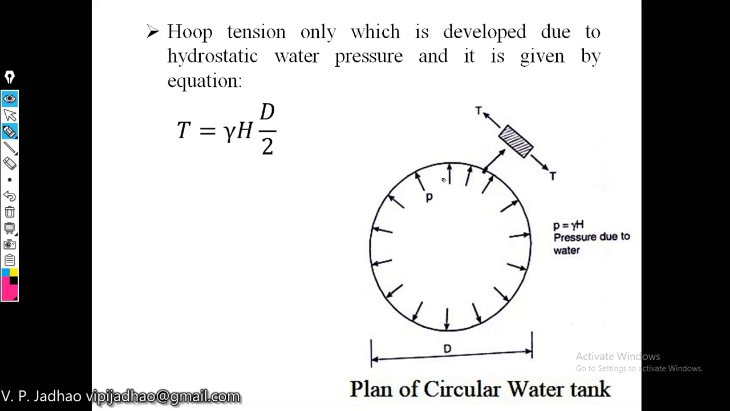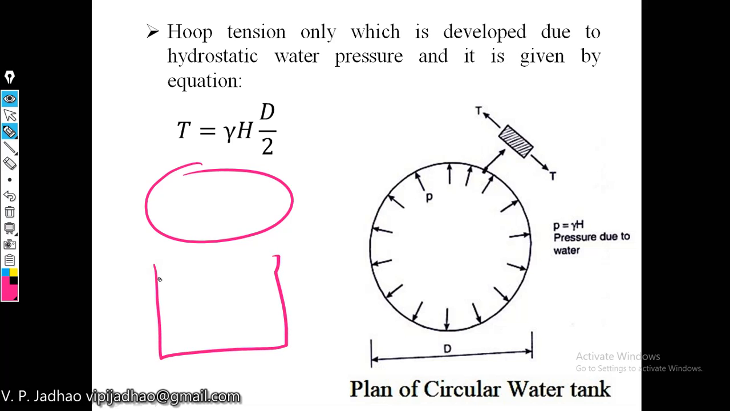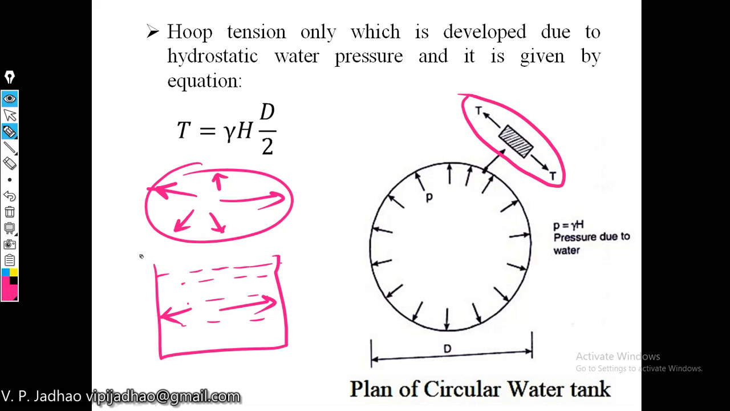You can see this plan of this particular water tank like this. The plan will be there. This will be the elevation. If we are having some water like this, what will happen? This water will exert pressure on this wall like this. Due to this, tension will be developed in the wall like this, and the tension will be hoop tension.